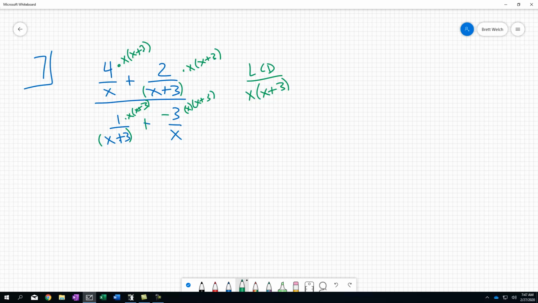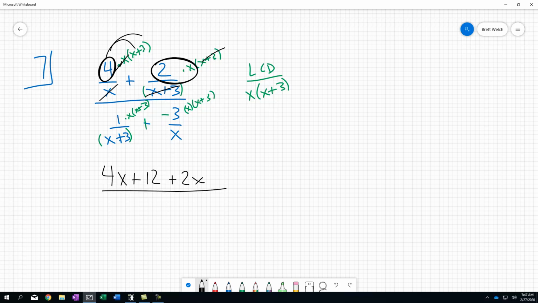And certain things are going to cancel. In this first fraction, the x cancels the x, and I'm left with 4 times x plus 3, or 4x plus 12. Here, the x plus 3 cancels, and I'm left with 2 times the x, or plus 2x. Down here, the x plus 3 cancels the x plus 3, I'm left with 1 times x, or 1x. Here, the x cancels the x, and I've got negative 3 times x plus 3, or negative 3x minus 9.